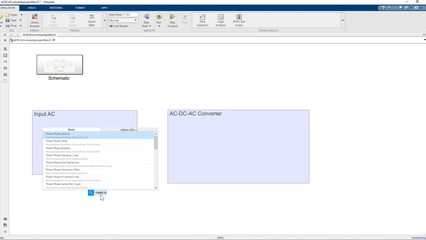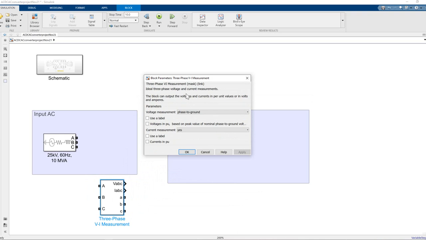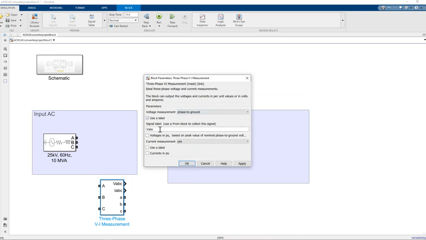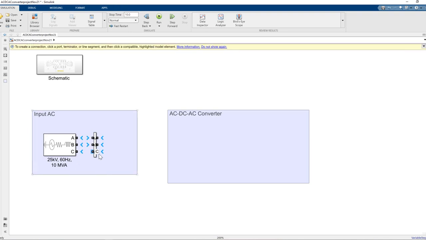And then the next one we have the three-phase V-I measurement. You can choose the phase to goto, use the label Vgrid, because the input is a Vgrid also. So this one we can use the label and receive the Vgrid also. Apply and okay. And then we can change the name of this one to Igrid, and you can connect.